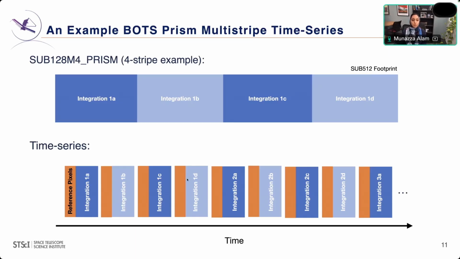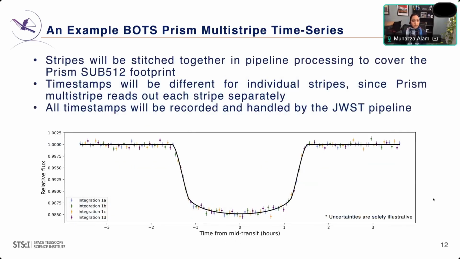So the first integration will be chopped up into 4 sub-integrations per stripe, and then we'll move on to the second integration in the time series, and so on. What this means is for your light curves for your time series observations, you'll have a time dependence, of course, for your different stripes, which are taken at different times, and also wavelength dependence because the stripes are reading out portions of the subarray itself.